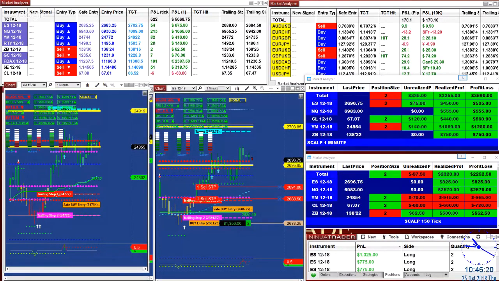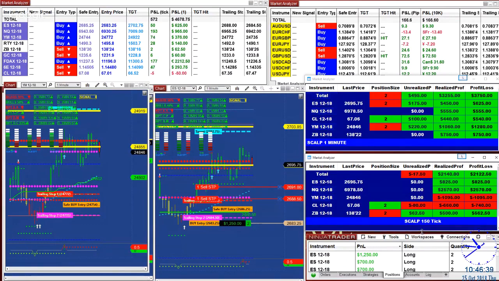If we notice on the scalper, they're taking a beat on the YM and the CL. There is a lot of beat on the 150 ticks. Welcome to trading. The YM really taking a lot of beat on the scalper and the CL on 150 ticks, taking a lot of beat.